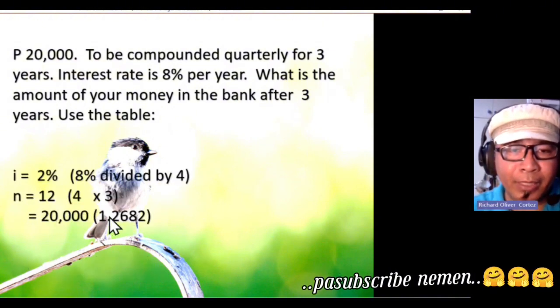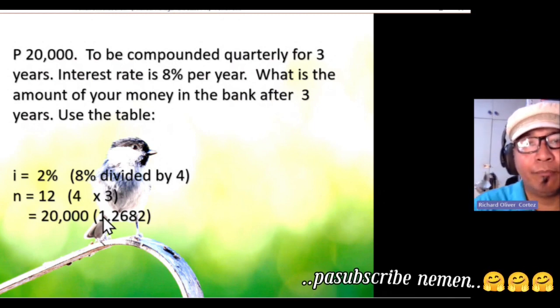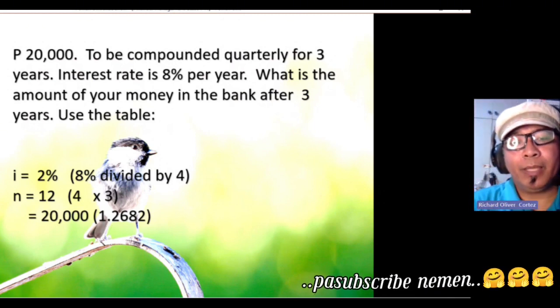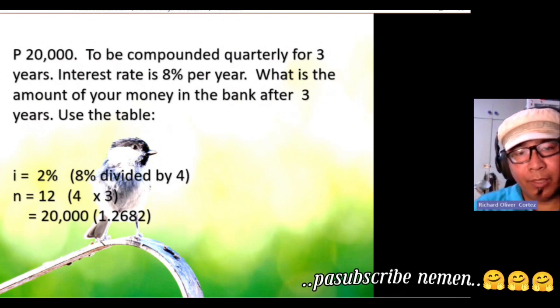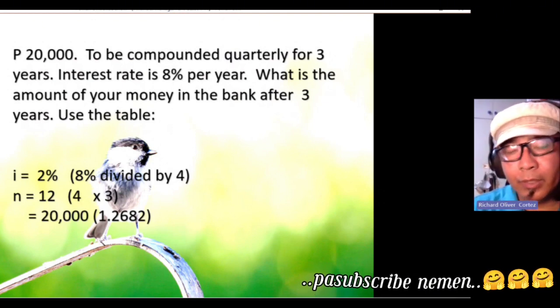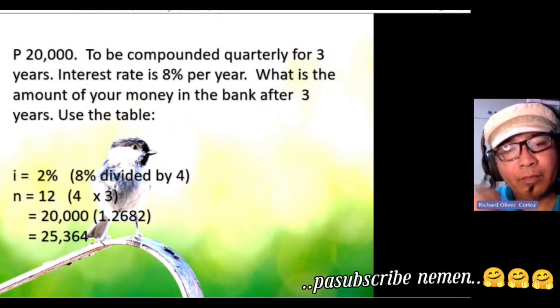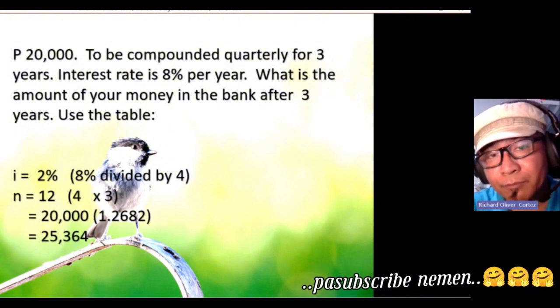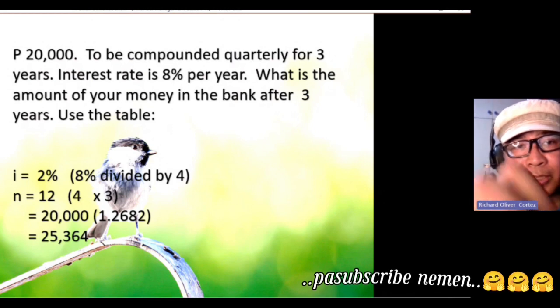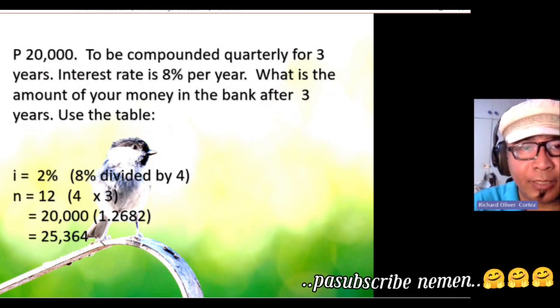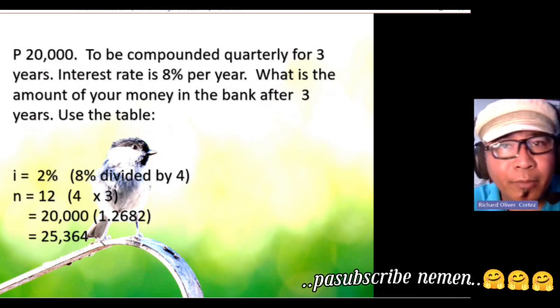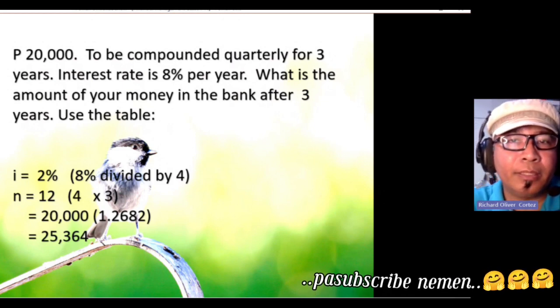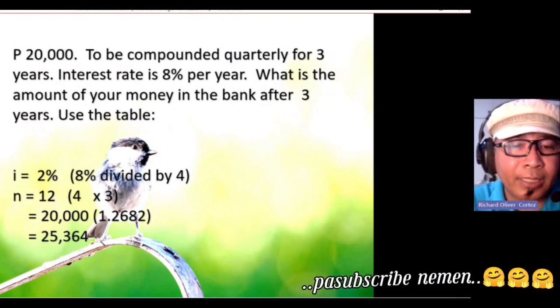1.2682 multiplied by the principal of 20,000 pesos. Multiplying them straight, so 20,000 by the compound factor, you're going to have 25,364. Yan ang pera mo. Pag ikaw investor na nag-invest ng 20,000 after 3 years na compounded quarterly, ang pera mo, it will grow to 25,364. So magkano interest?